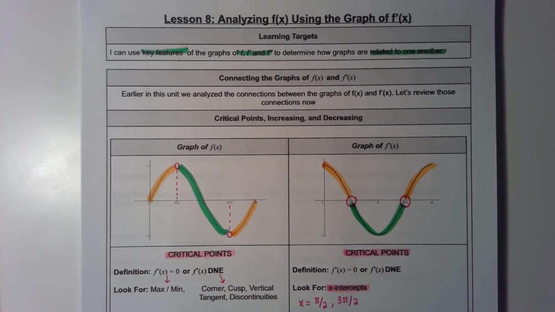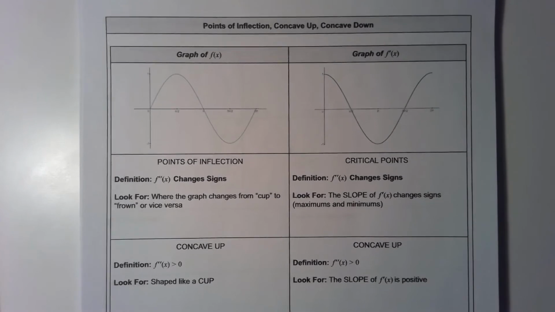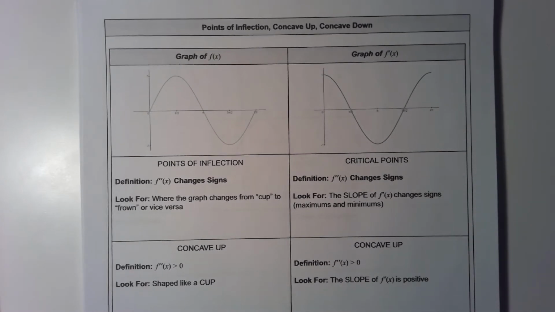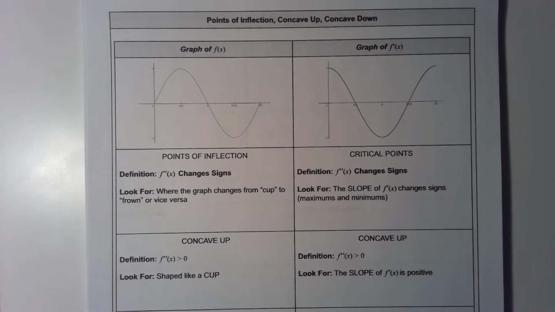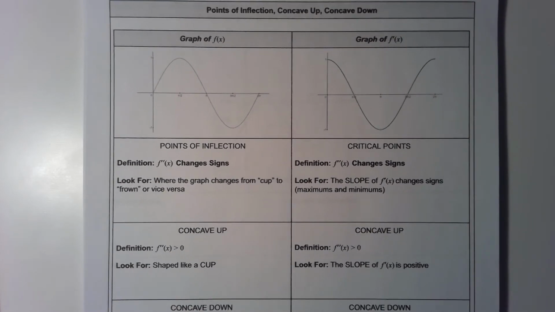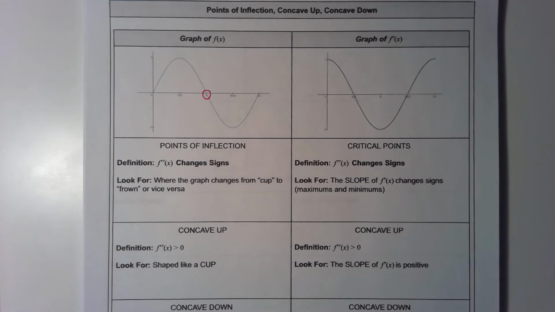Next, let's talk about second derivative information. So if we're looking at a function and I say, where are the points of inflection? That's going to be the places on the function where the concavity changes. So it's really important to realize that this is where the concavity actually changes from concave up, looking like a cup, to concave down, or looking like a frown. In this case, that would be when x is pi.